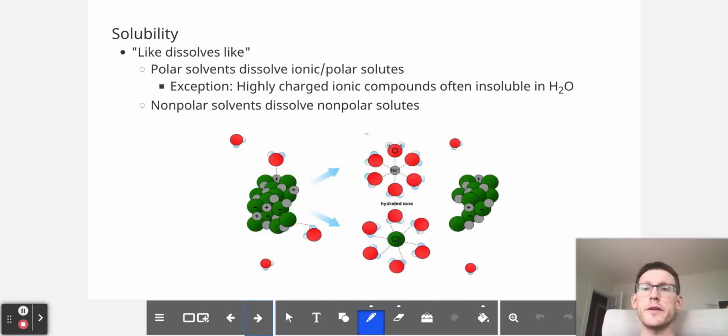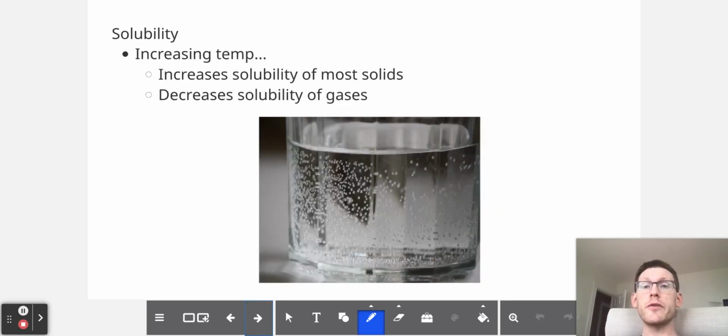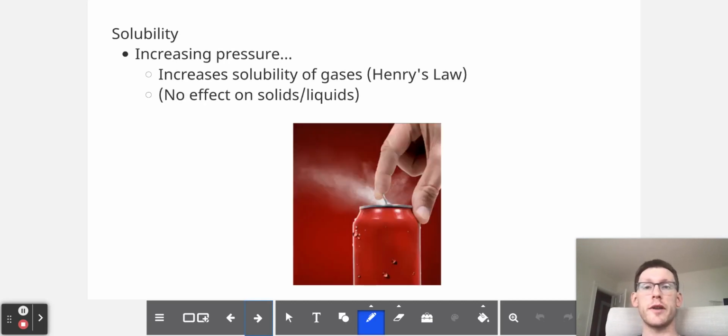Moving on to solubility, there's the principle that like dissolves like, meaning that nonpolar solvents will dissolve nonpolar solutes, and polar solvents will dissolve polar solutes and ionic solutes. The exception being that if there's a very highly charged ionic compound, it might not be soluble in water. Generally, solids become more soluble at higher temperatures, whereas gases become less soluble, and gases become more soluble at higher pressure, according to Henry's law, whereas pressure will not affect the solubility of solids and liquids.